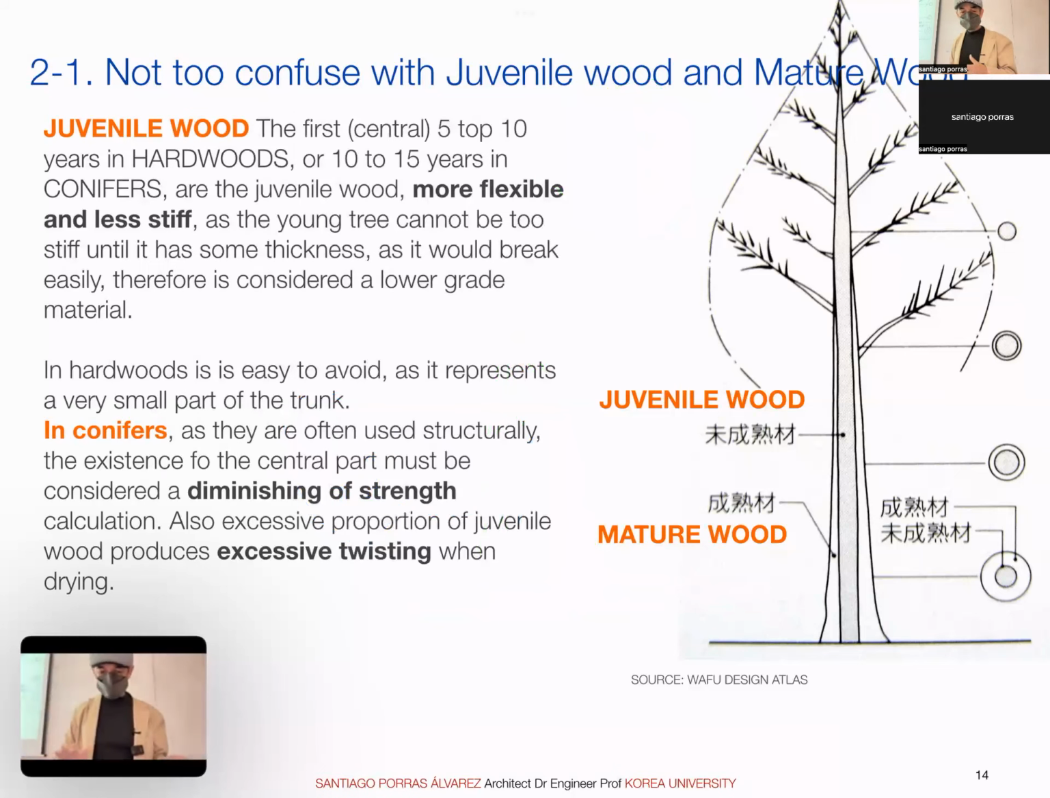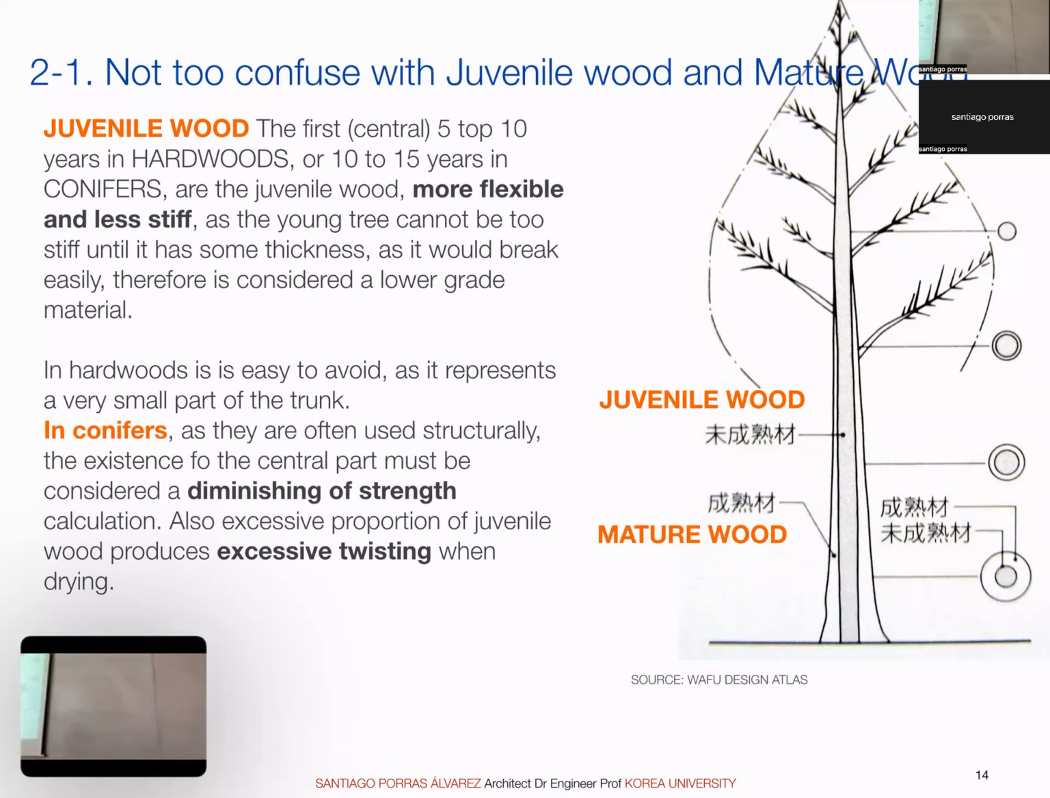So from what I read, in hardwoods, it lasts less time. It's 5 to 10 years. Softwoods can go up to 15, depending very much on the species, the climate, and the circumstances, right? And usually in hardwoods, it will be a very small part of the tree, probably this thick, right? So you will not notice.